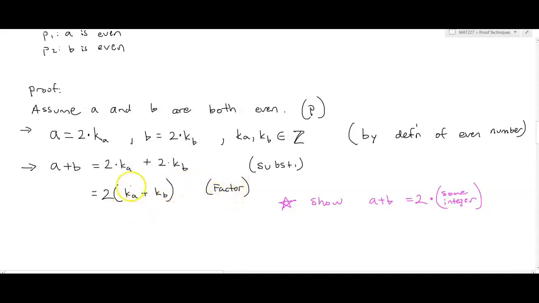And we already see that A plus B equals 2 times some number. Well, the only thing that we need to convince ourselves of at this point is that this is an integer right here. That if I add KA plus KB, I get another integer. Okay, well, by the closure property that we just described, KA plus KB is an integer.